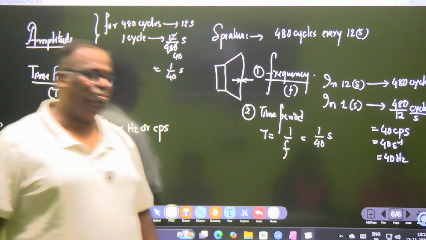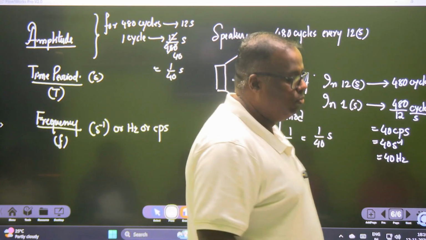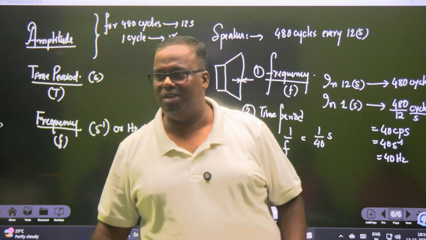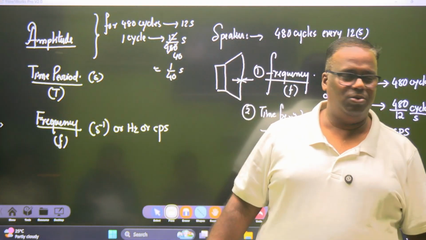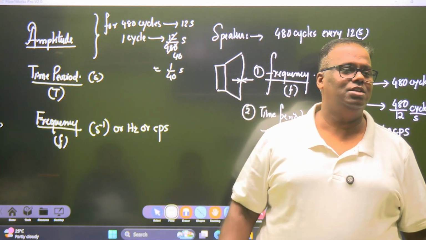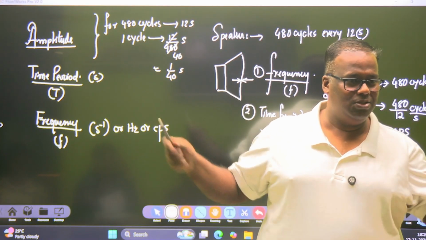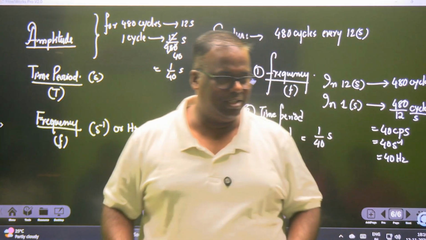There is a pendulum with me in my lab, which does one oscillation in 1 second. What is the time period? 1 second. What is the frequency? 1 hertz. In 1 second, it does one cycle, and one cycle takes 1 second.